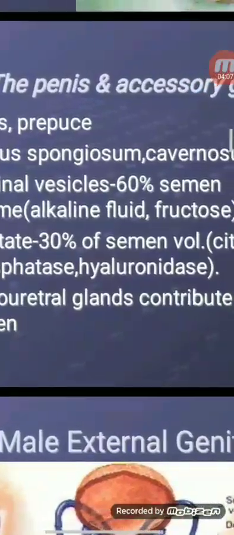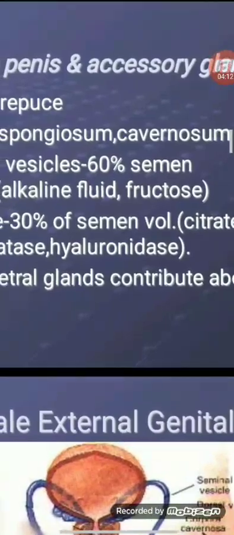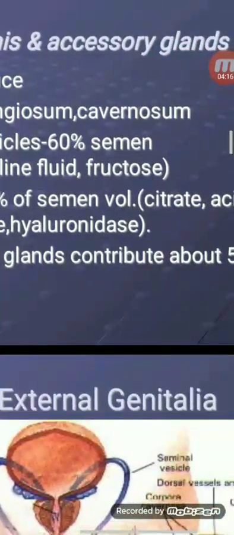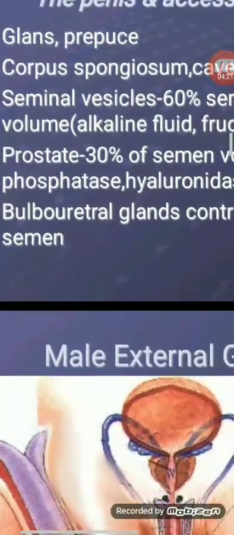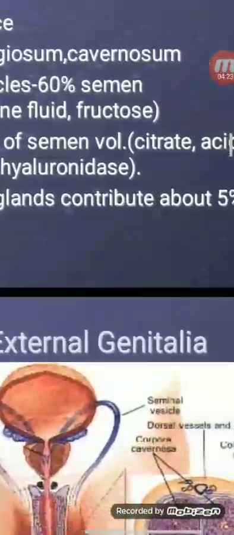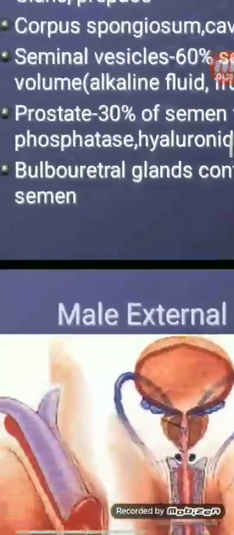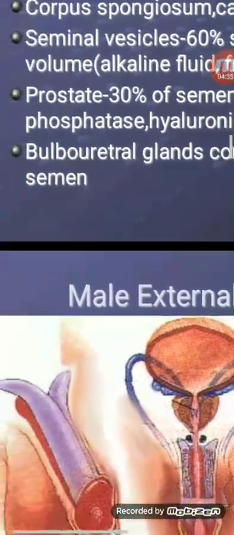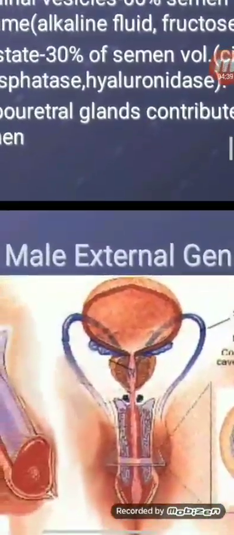Seminal vesicles produce 60% of the semen. The alkaline fluid contains fructose. Prostate secretes about 30% of the semen, contains citric acid, phosphatase, and hyaluronidase. Bulbourethral glands contribute about 5% of the semen.